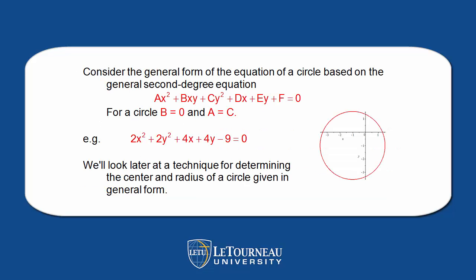Here we want to look at what has to be true about the general second degree equation to have a circle. Well, for a circle, B needs to equal 0 and A must equal C. We'll look later at a technique for determining the center and radius of a given circle in the general form.